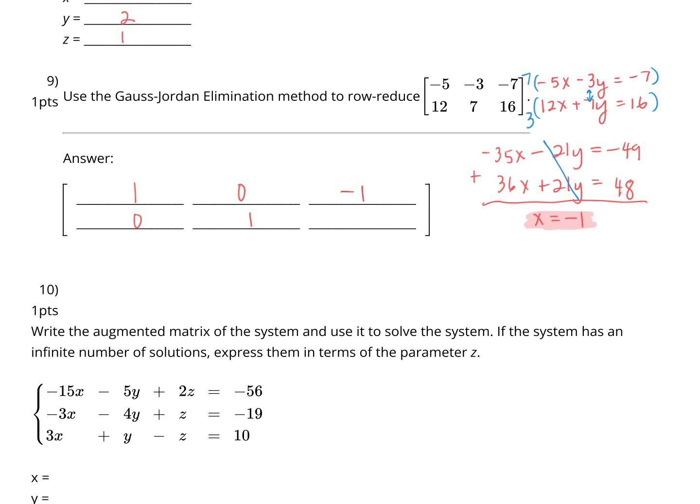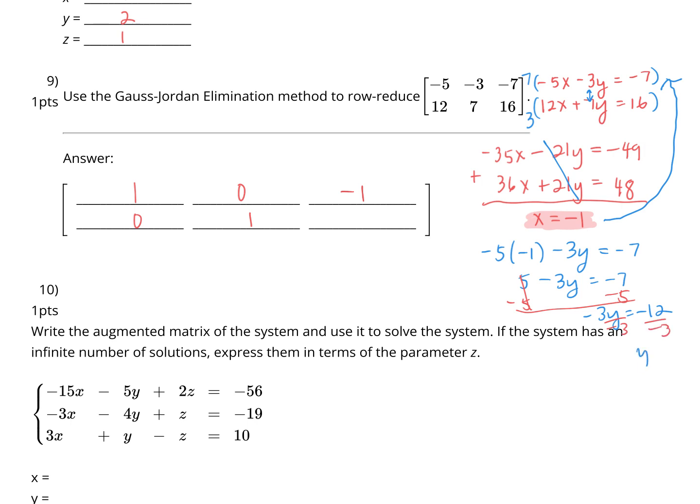So now I'm simply going to plug this in to one of my original equations. It doesn't matter which one, and figure out what y is. So 5 times x, which is negative 1, minus 3 times y is equal to negative 7. So this is going to be negative 5 minus 3y equals negative 7. Subtract 5 from both sides. So this is going to be negative 3y is equal to negative 12. Divide by negative 3. So y is 4. So that's going to go in for the answer for y. So there's your reduced matrix.